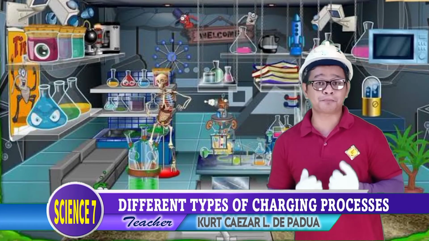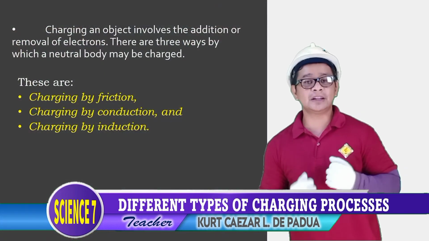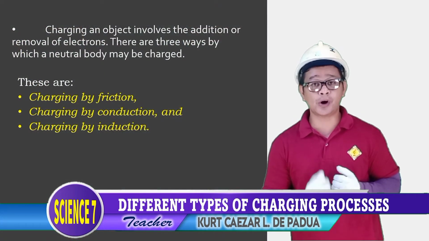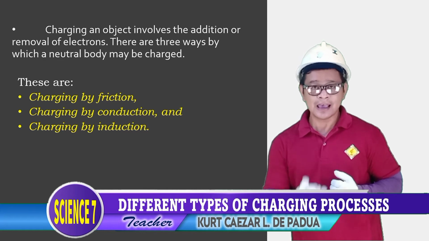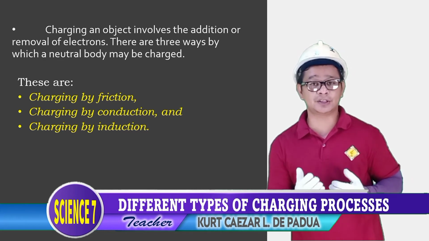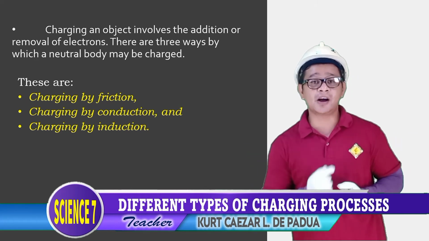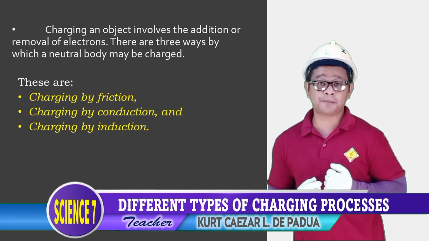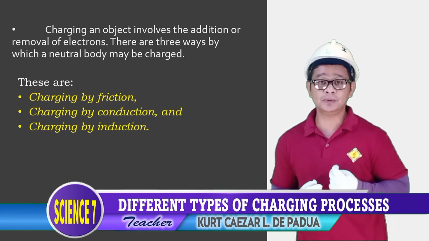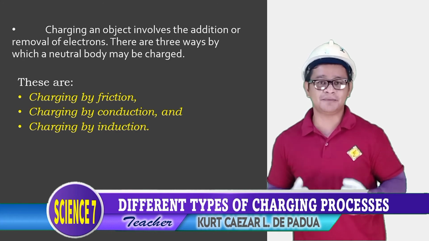Now, let's talk about the process of charging. Charging an object involves the addition or removal of electrons. There are three ways by which a neutral body may be charged. What are these three? These are: number 1, charging by friction; number 2, charging by conduction; number 3, charging by induction.